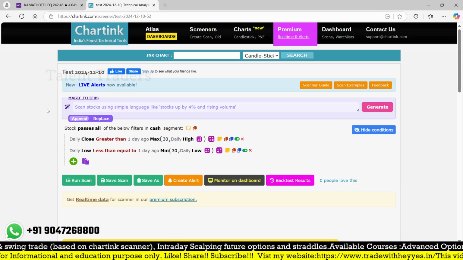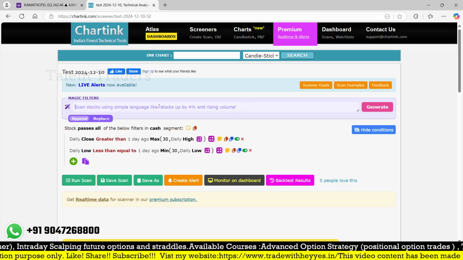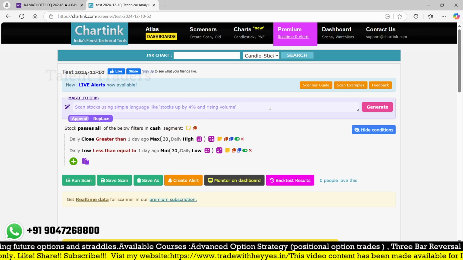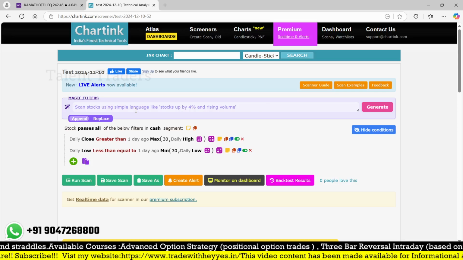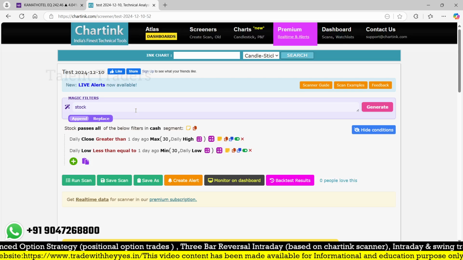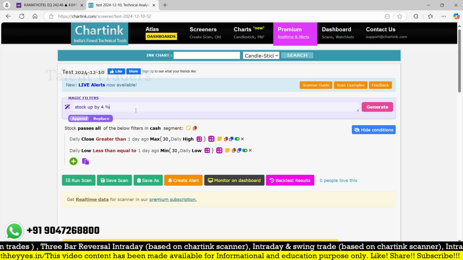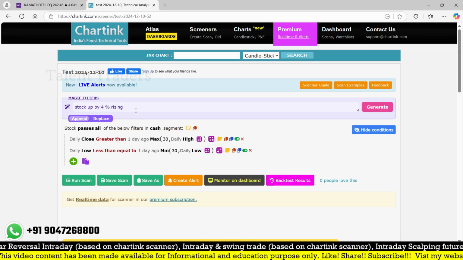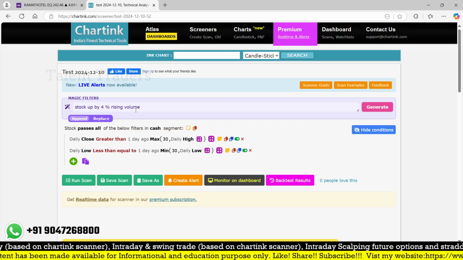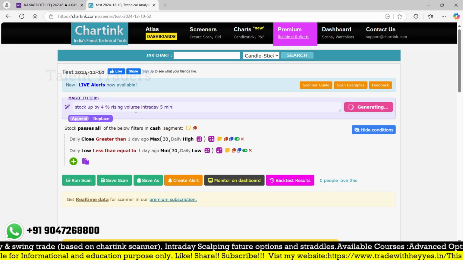Even more things you can play with. Let me take a stock which is up by 4% and rising volume. Maybe also rising volume intraday. Stock up by 4%, rising volume, intraday, 5 minutes. Will this create?